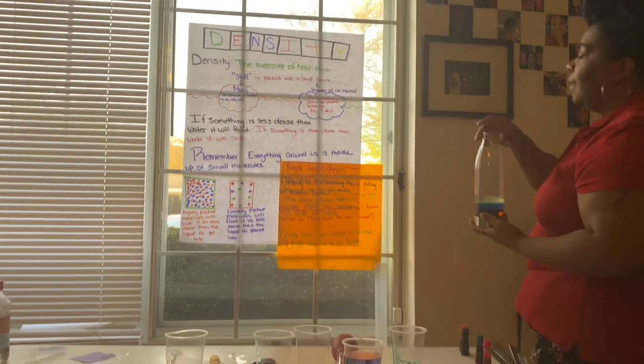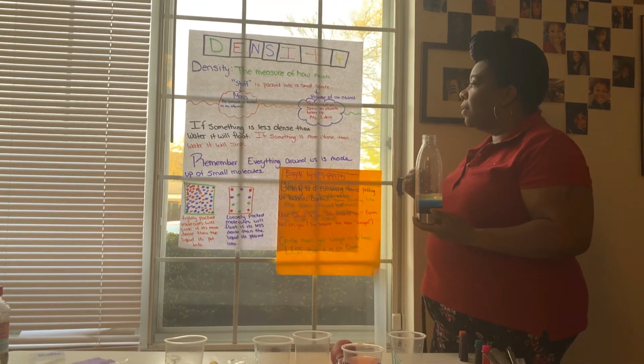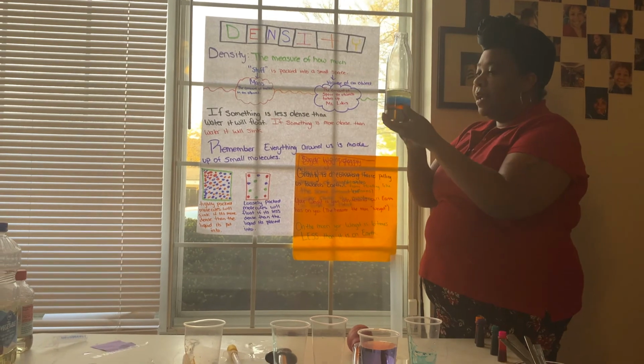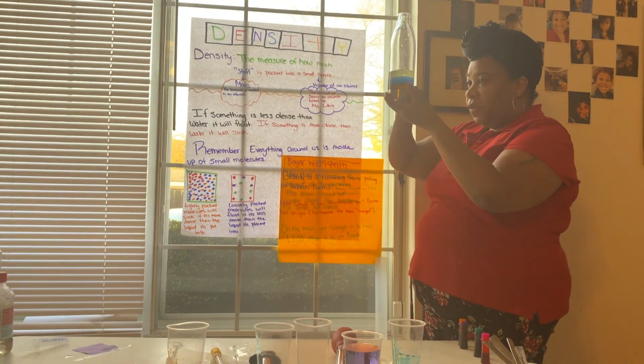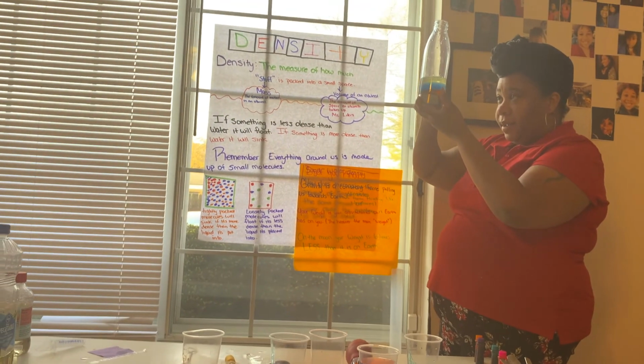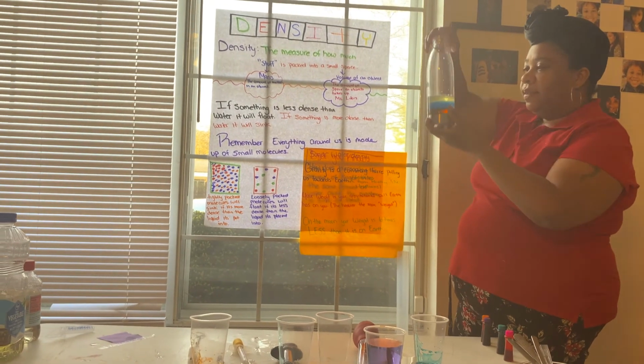Then the Karo syrup. So if we look back at our chart, the Karo syrup was the most dense. Then came the honey. Then the water. Then the dish liquid. Then the cooking oil.